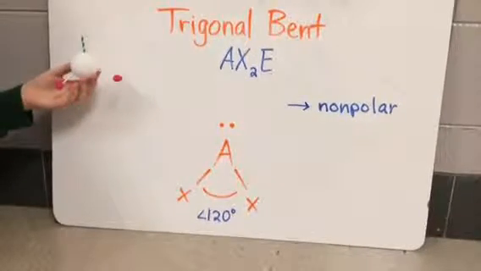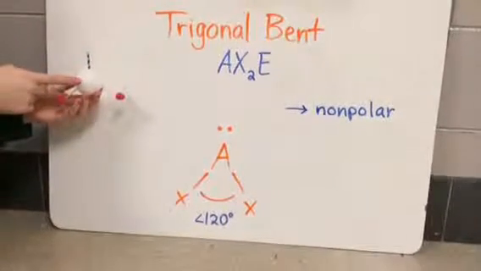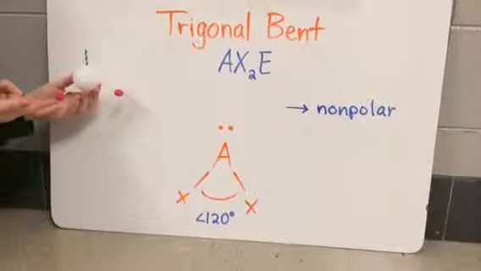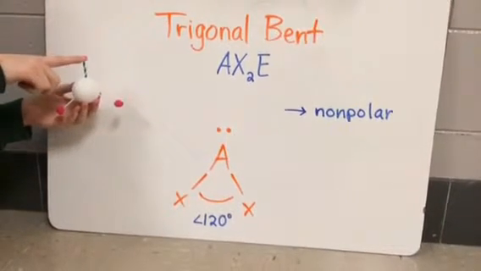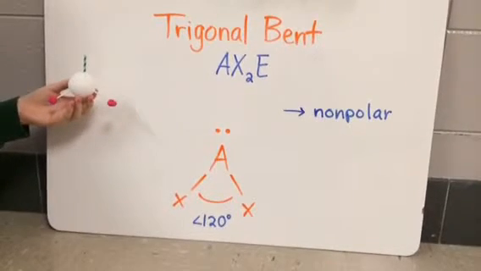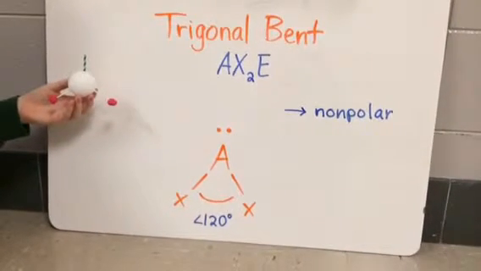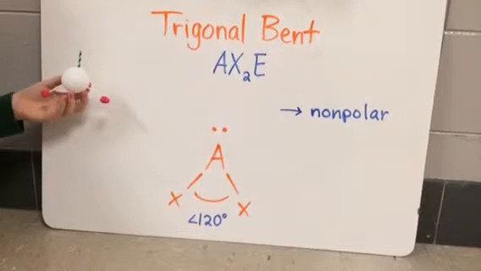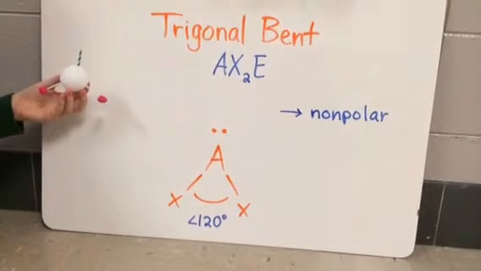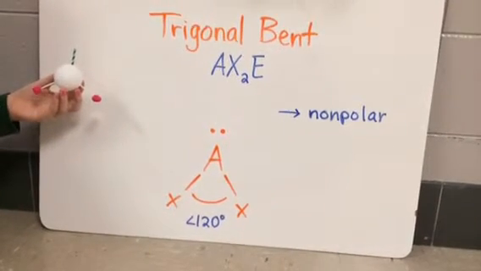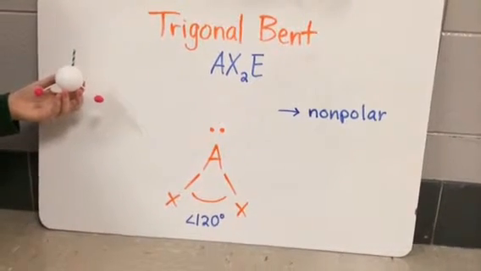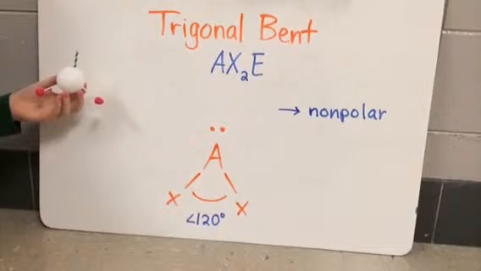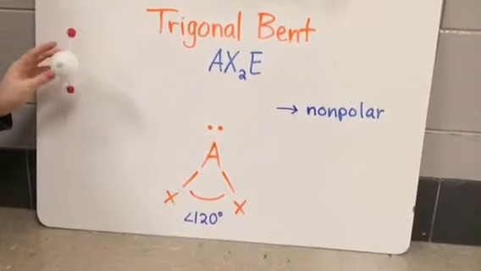Trigonal bent has one central atom surrounded by two atoms and one unshared pair of electrons. And the unshared pair of electrons repels the other atoms more so that the two atoms are less than 120 degrees apart, which is why it gets the name trigonal bent. And it is nonpolar because the charges meet in the middle and cancel each other out.